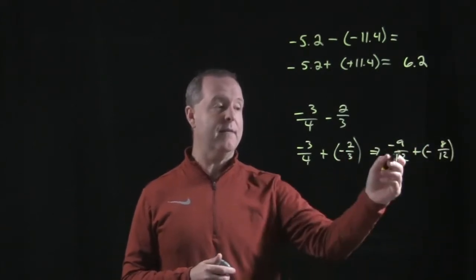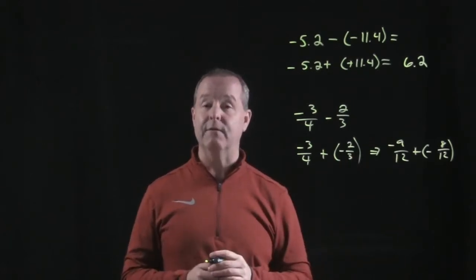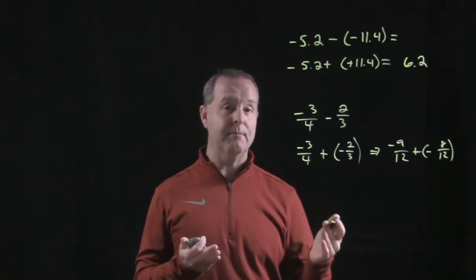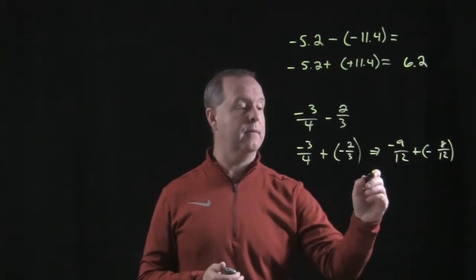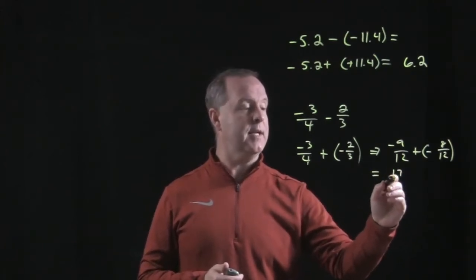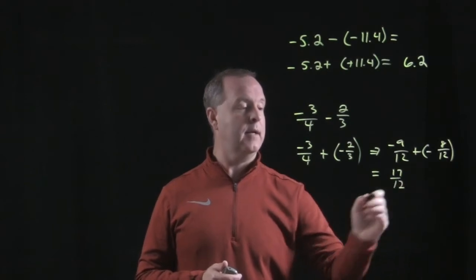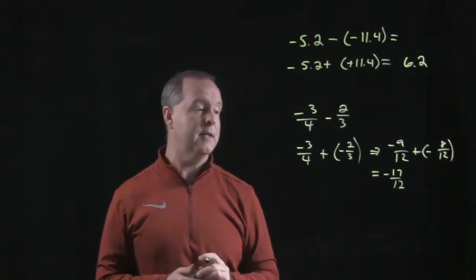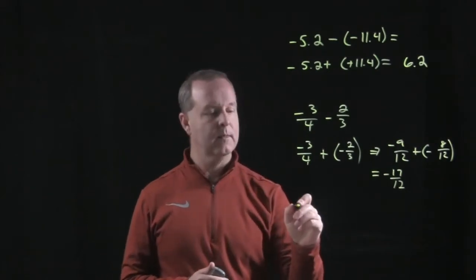So now I have negative 9/12 plus a negative 8/12. Like signs, so I can add both of their magnitudes together. Produces a 17/12. And since they're like signs, I keep the sign. So that produces negative 17/12.